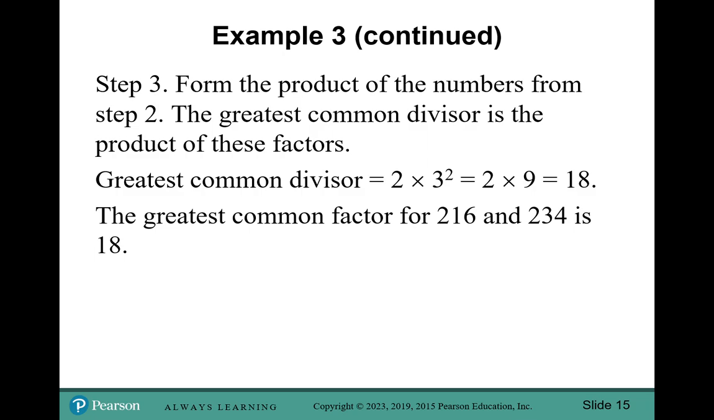Therefore, the greatest common factor, or greatest common divisor, you can use those terms interchangeably. Greatest common divisor and greatest common factor mean essentially the same thing. So the greatest common factor for 216 and 234 is 18.